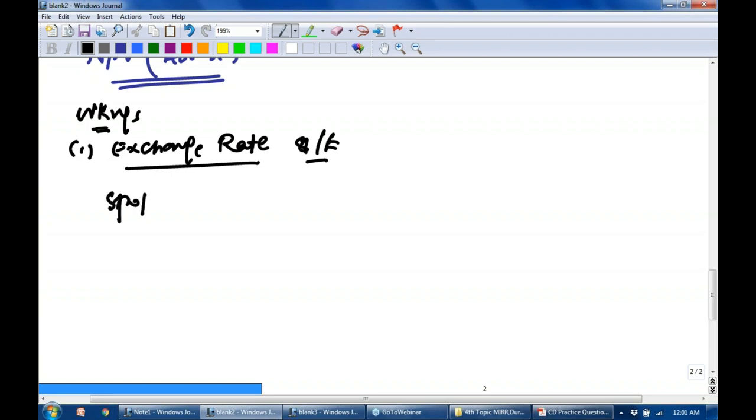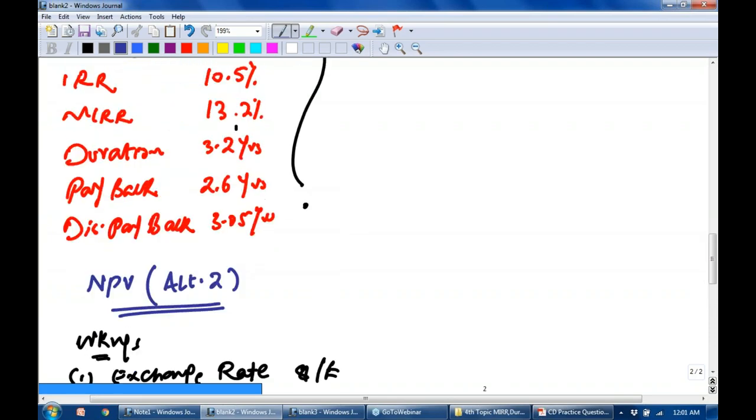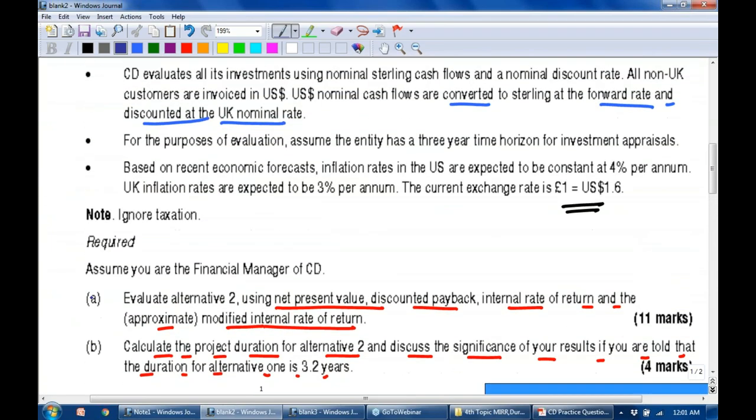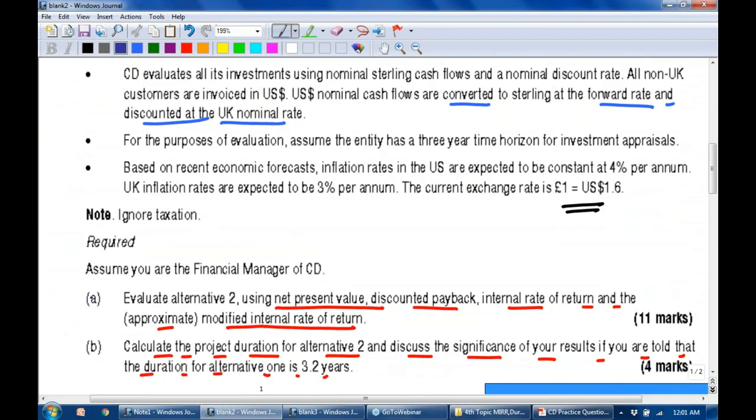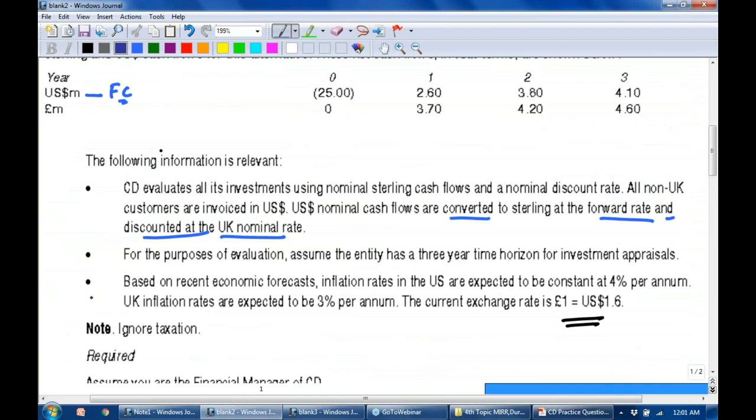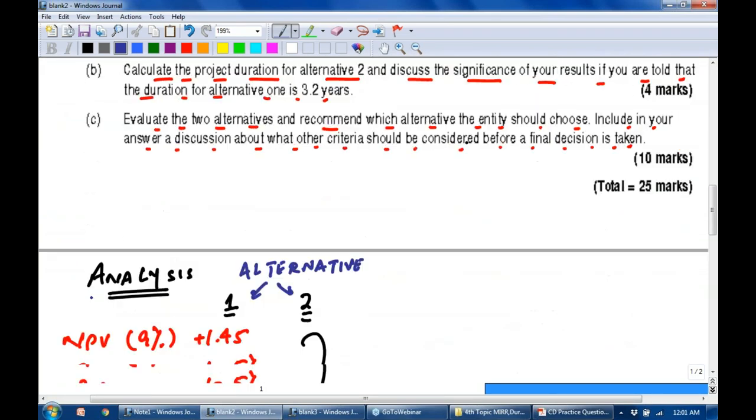Number one is spot, and that is 1.6 at year zero, and we need it for 3 years because the evaluation is based on 3 years. Candidates, here 1, 2, 3. Now work out accordingly.